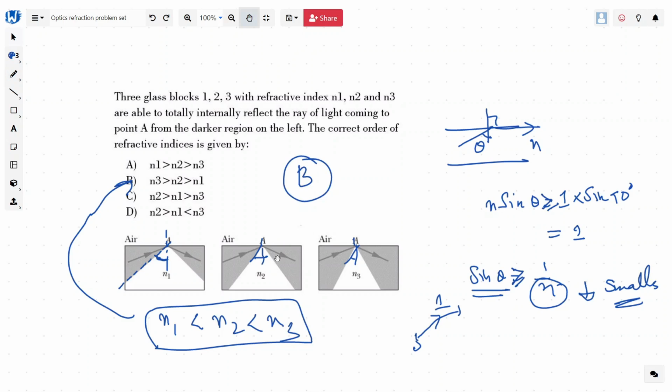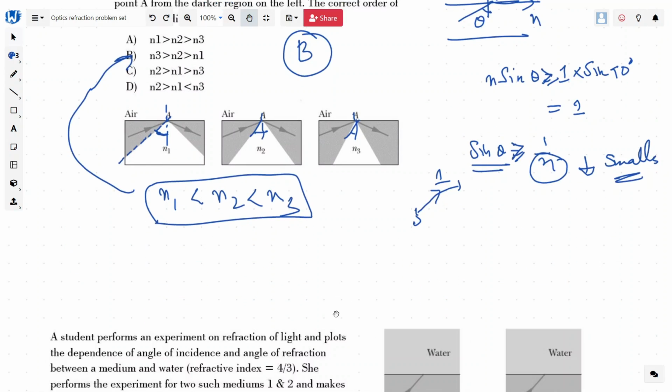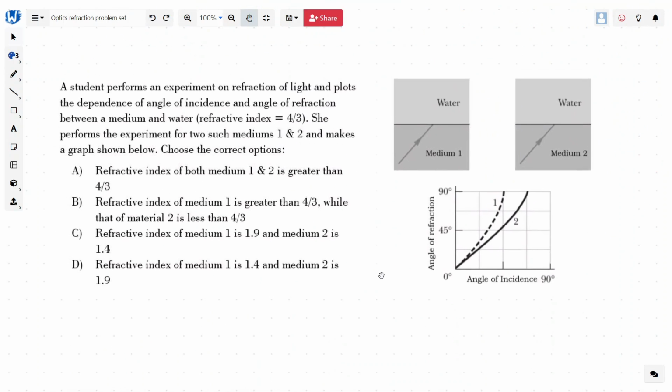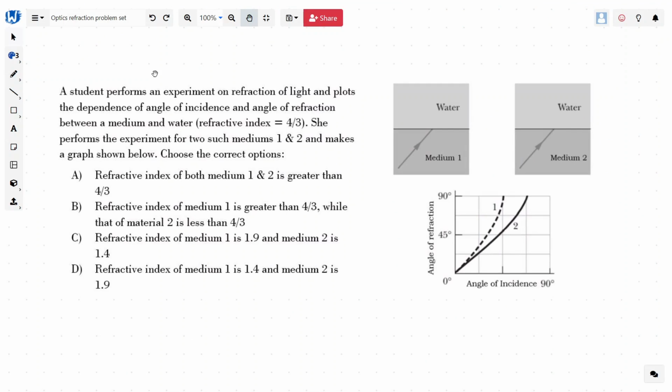Moving on to the next problem. Now this looks heavy, but let's see. A student performs an experiment on refraction of light and plots the dependence of angle of incidence and angle of refraction between the medium and water. So there's a refraction happening here, and the student is doing some experiment. He performs the experiment for two such mediums, 1 and 2, and makes the graph shown below. Choose the correct option.